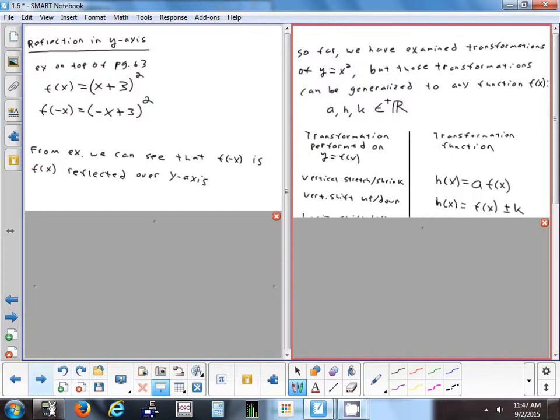If you have a function and you want to shift it up or down, that's when you add or subtract a number at the end. It can be anything. X squared plus 3 would shift up 3. Square root of x plus 3, shift up 3. Any function plus 3 is going to take it and shift it up 3.